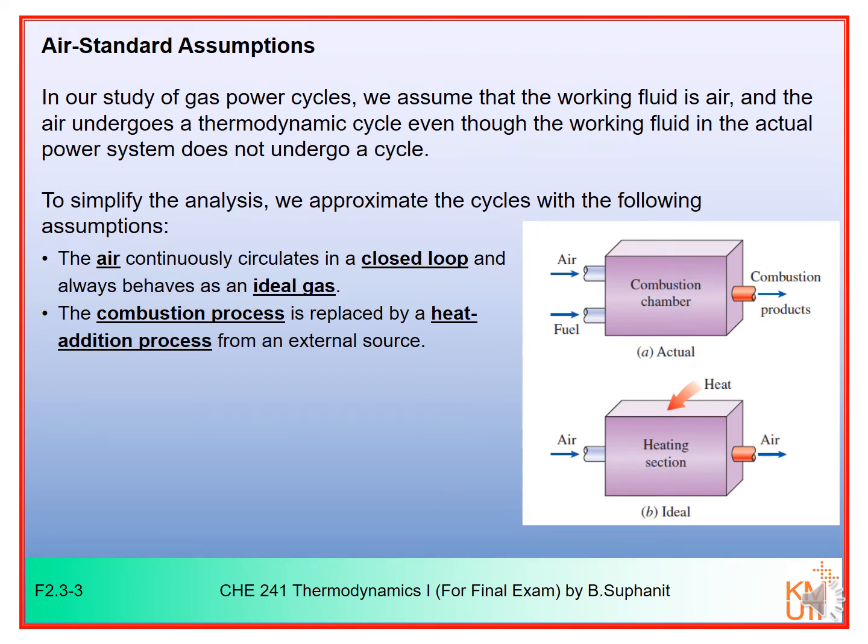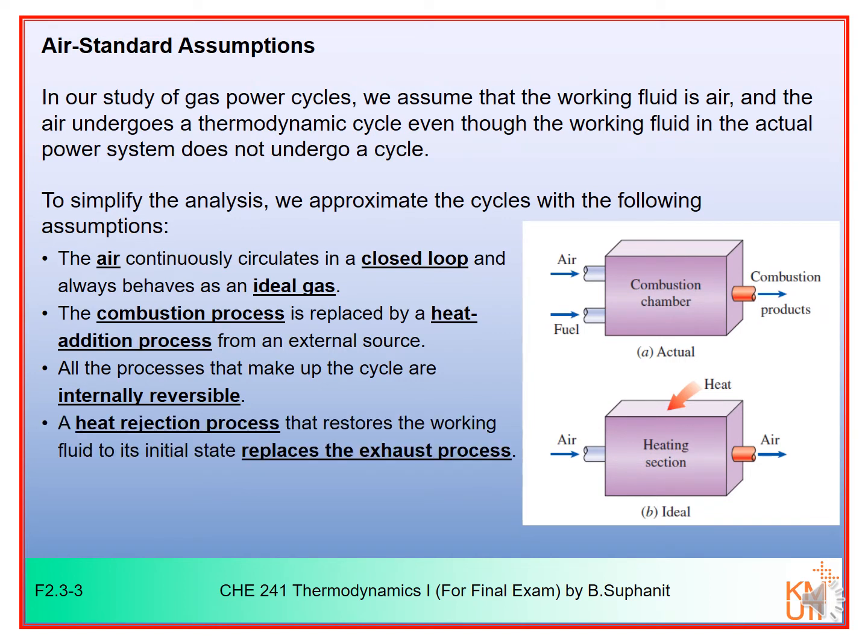The next assumption is that all processes that make up the cycle are reversible, which makes the cycle internally reversible. To close the cycle, instead of releasing the exhaust gas to atmosphere, the exhaust gas from the turbine, which is now assumed to be air, will be cooled down in a heat exchanger and then put back into the compressor again.